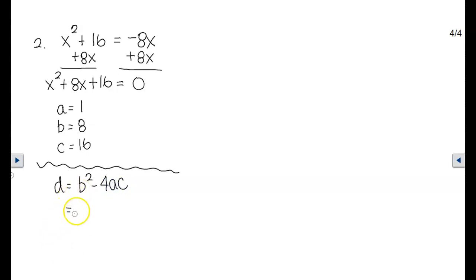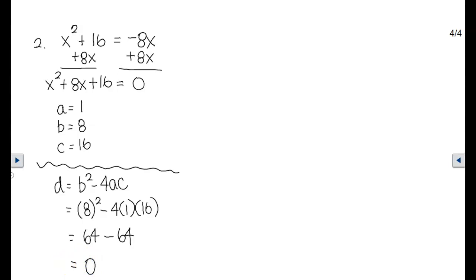So we're plugging in 8 for b, so this is going to be 8 squared minus 4 times 1 times 16. This is all just plugging the numbers into the right places. All right, exponent first, 8 squared is 64. Then we'll multiply negative 4 times 1 times 16. That is a negative 64. And 64 minus 64 is 0.